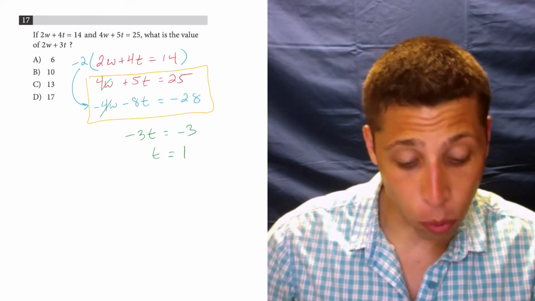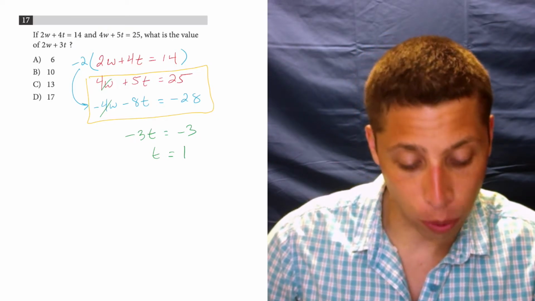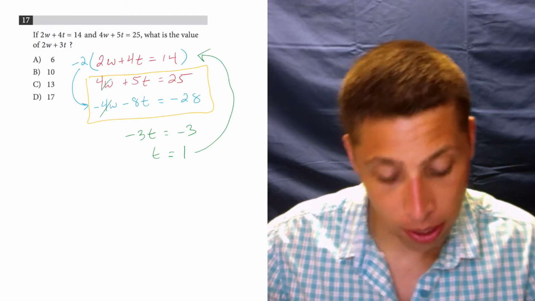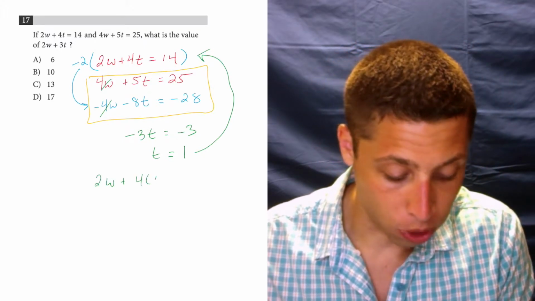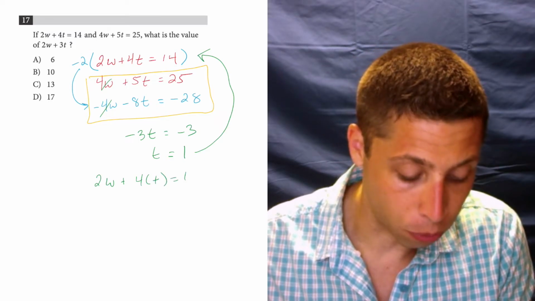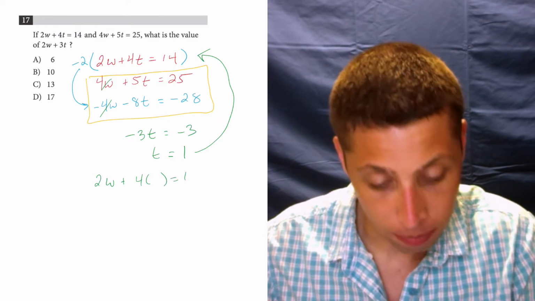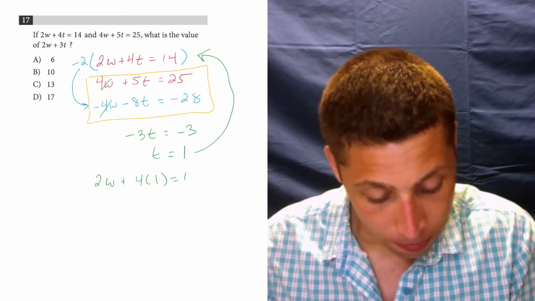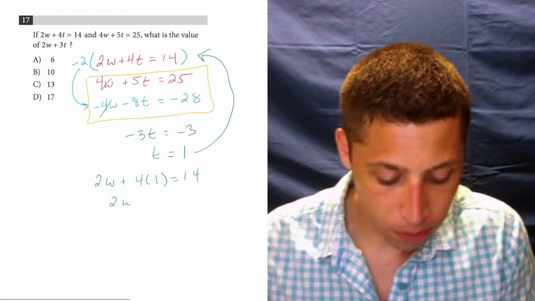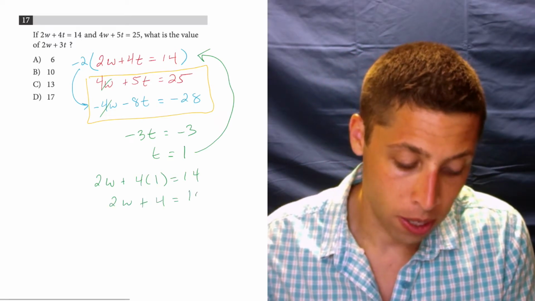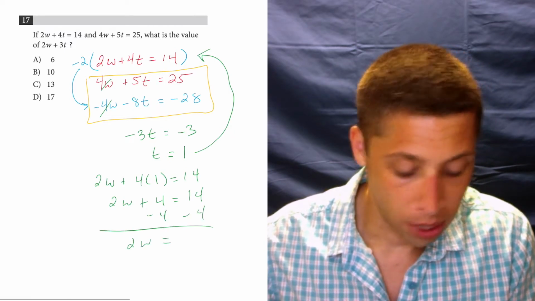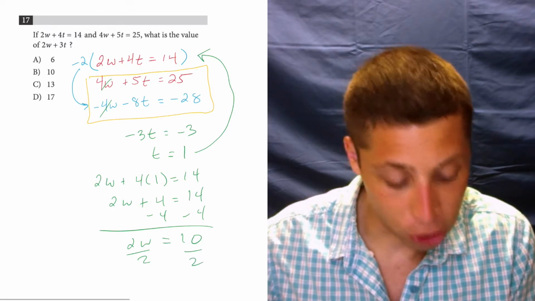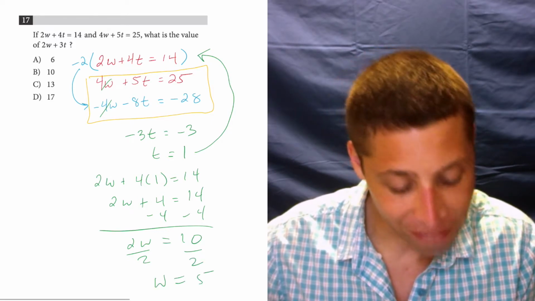So t is equal to 1, and now I can just pop that back into either equation. I'm going to go all the way back to the top one to figure out what w is. 2w plus 4 times 1 is equal to 14. Oop, I kept it a t. 2w plus 4 is 14. Subtract that 4. 2w is equal to 10. Divide by 2. W is 5.